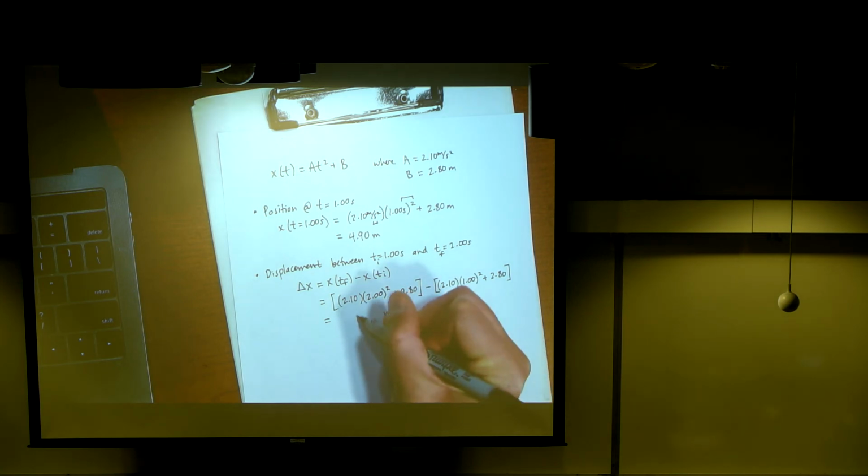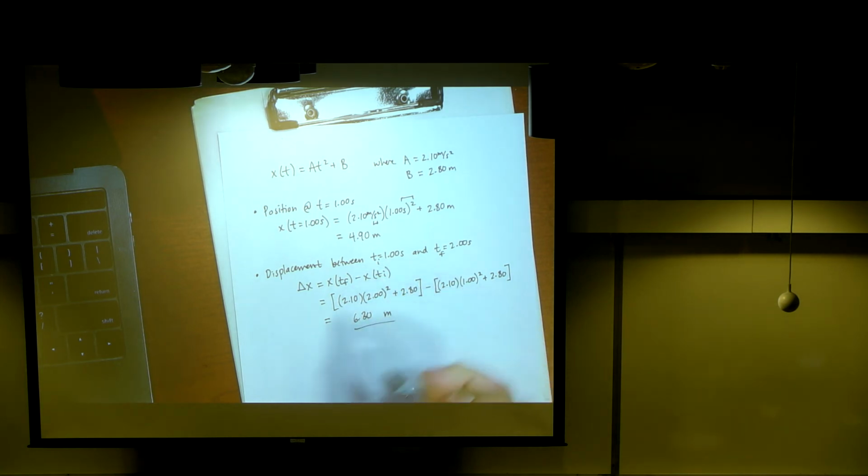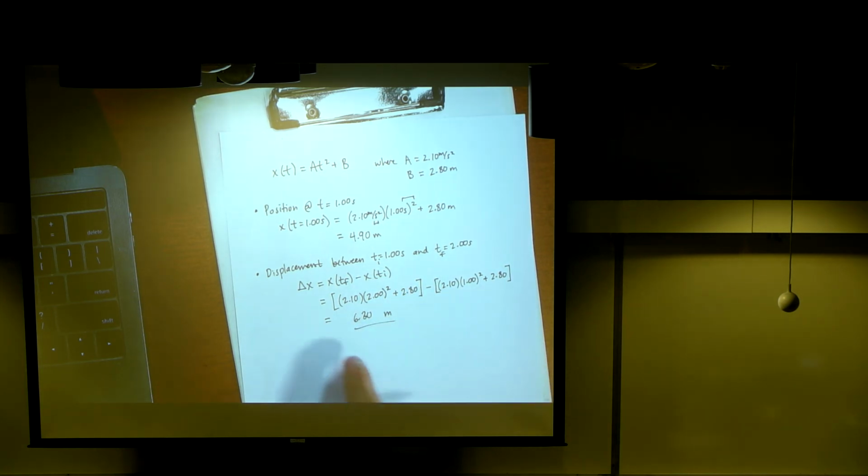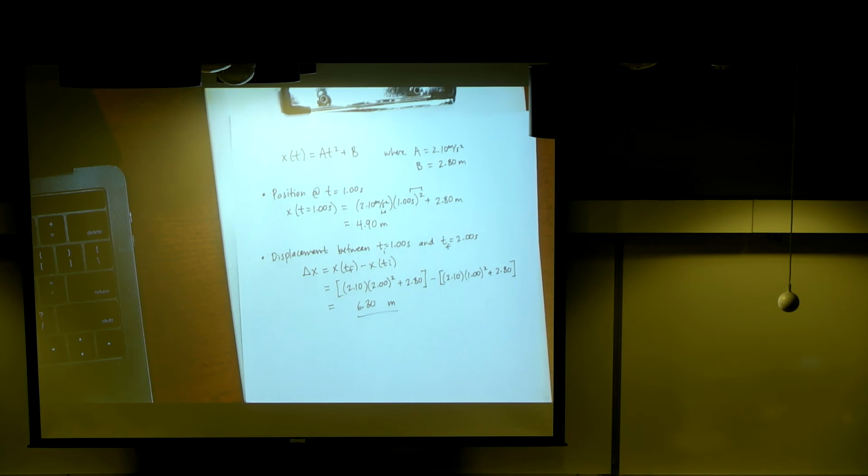I'm getting something like 6.3. Okay. So that would be telling us that between 1 and 2 seconds, we move 6.3 meters in the positive x direction, okay?